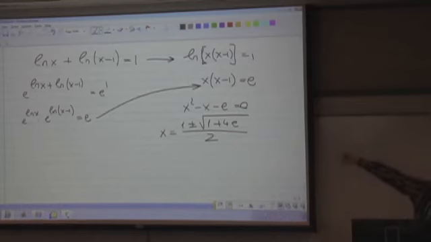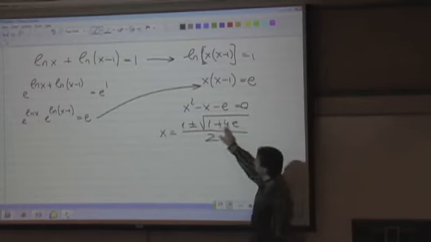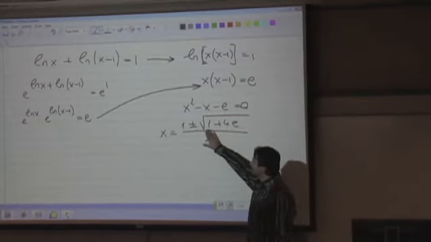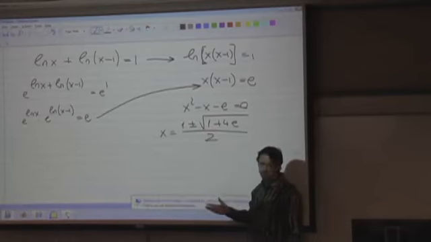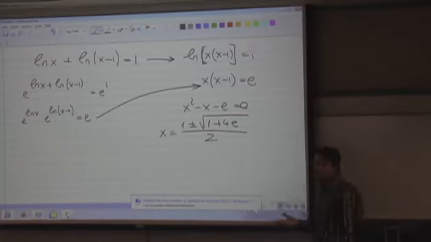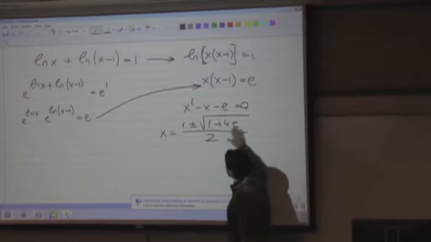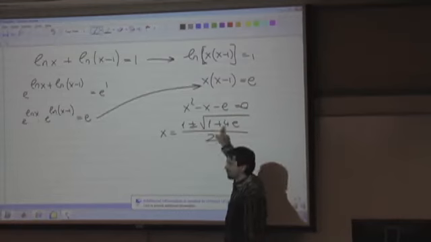We have to come back and make sure that both ln of x and ln of x minus 1 make sense, right? So first things first, notice that the square root is 1 plus something, which means the square root has to be bigger than 1. I'm assuming everybody knows the square root of any number larger than 1 will be larger than 1? Yes? Okay. So this will always be bigger than 1. So 1 minus this quantity is negative, so that doesn't make any sense, right?